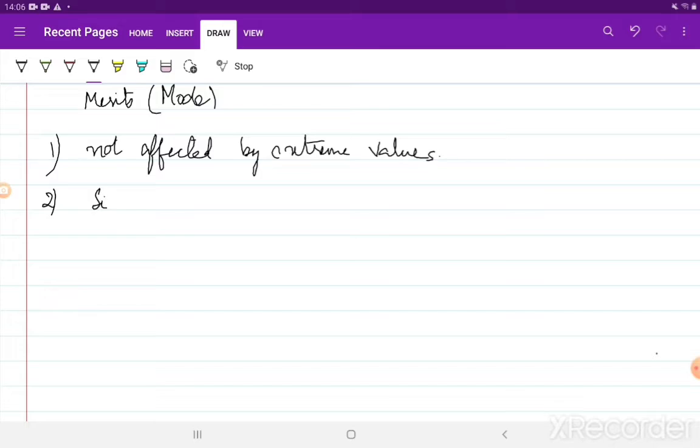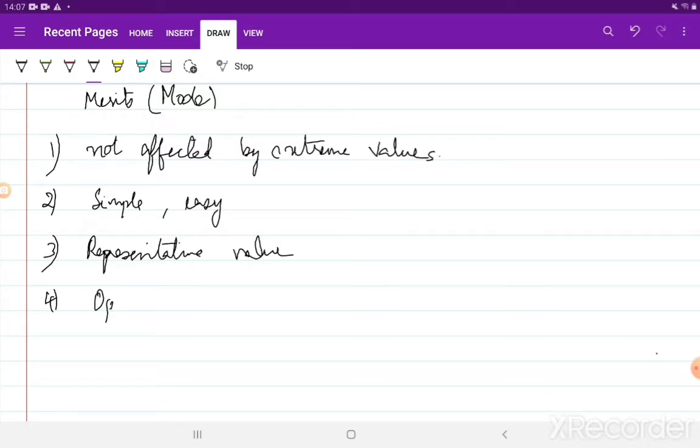Simple to understand, easy to calculate, right? You just have to look for the class or the value with the highest frequency and you can locate the mode. It is most typical, or it is the most representative value among all the other measures of central tendency.